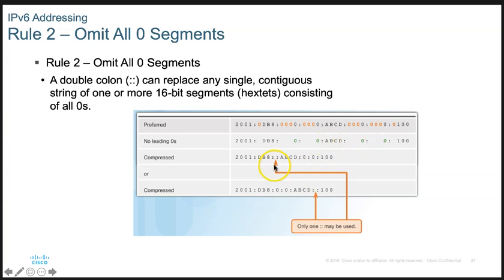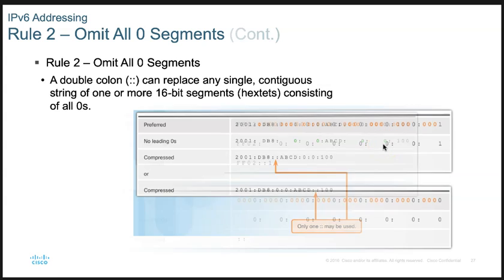Now, the second rule said to further compress it, don't use this 0 at all. Just use a colon. Whenever we see colons after each other, we know that we have completely omitted a hextet that has all zeros. But you can't do both. You can replace it with a double colon here, but you can only use it once.